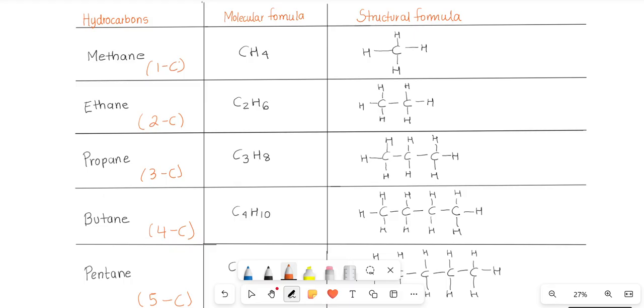In the next video, we'll explore alkenes, the molecular formula, as well as the structural formula for alkenes.